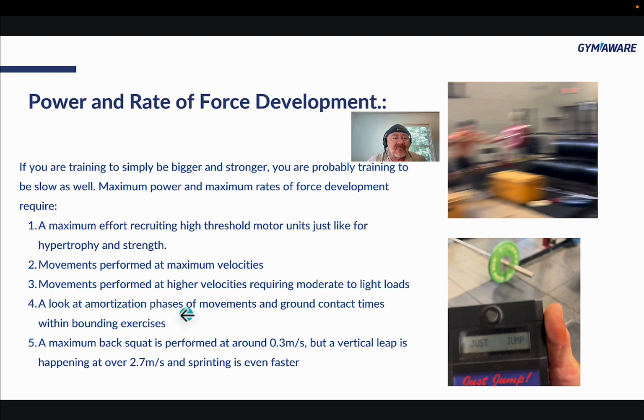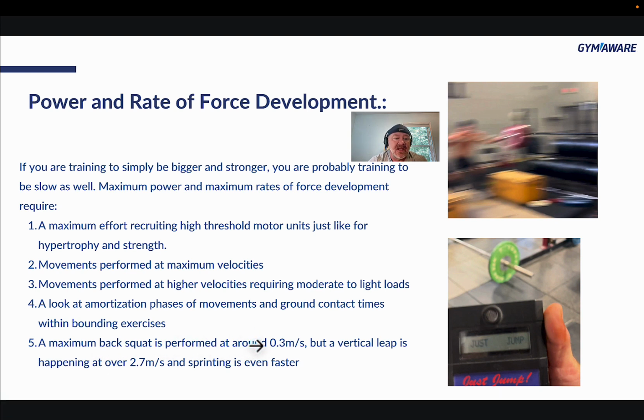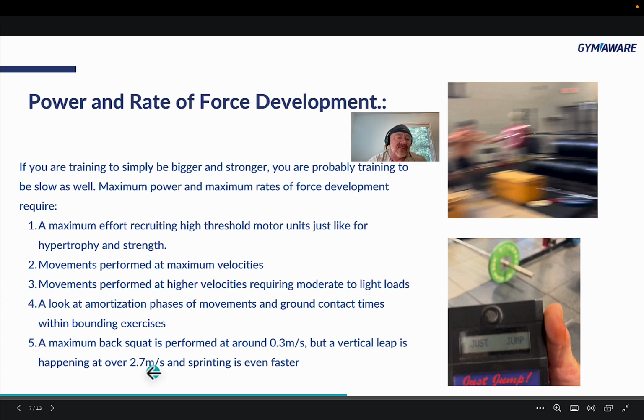So, looking at how quickly one can turn around, say, a squat. How quickly that eccentric contraction turns around into the concentric contraction is important, because the speed at which someone can do that is going to elicit a greater stretch reflex, which leads to higher amounts of force being produced at higher rates. So a maximum back squat is performed at around 0.3 meters per second, but a vertical leap is happening at 2.7 meters per second, and sprinting is even faster.